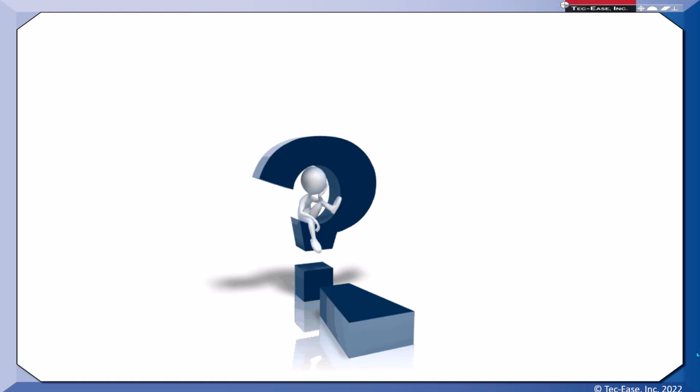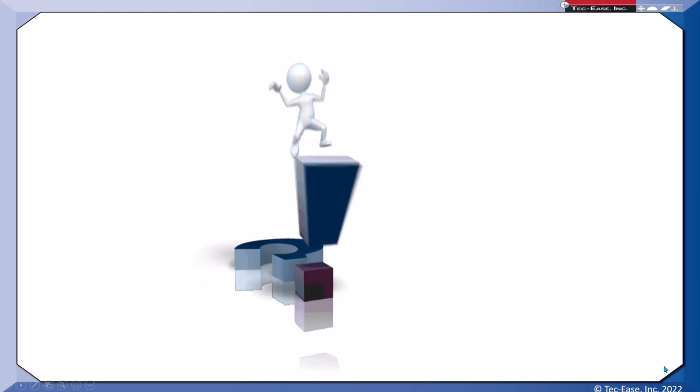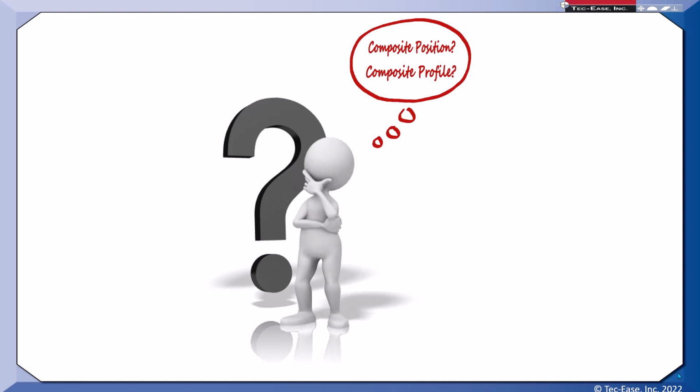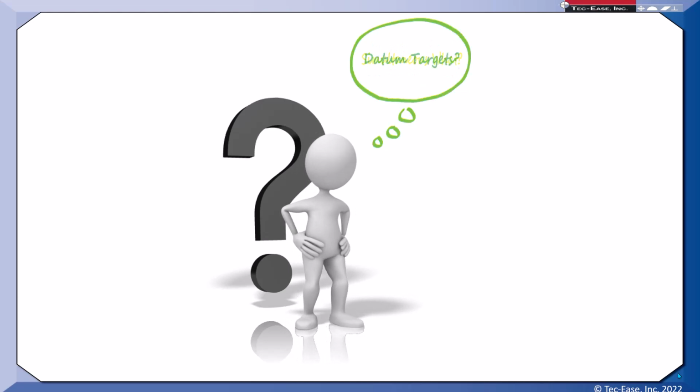GD&T is an engineering language that can be difficult to understand. You go to training and everything seems clear. Then you go back to your desk and the questions start. Sometimes getting answers can be difficult.